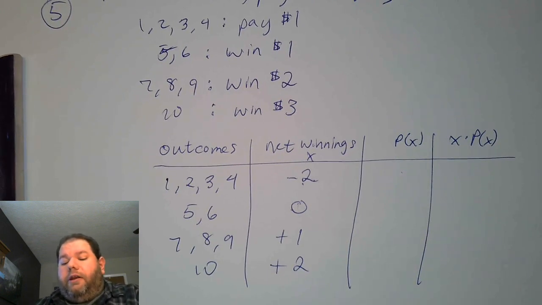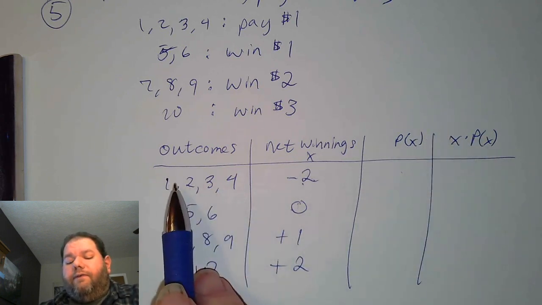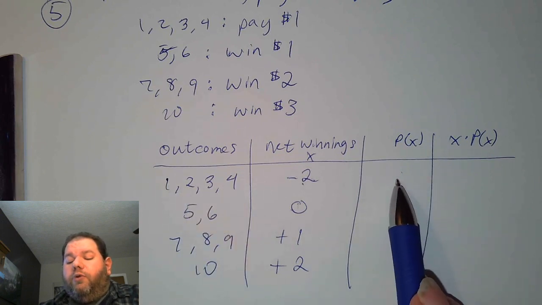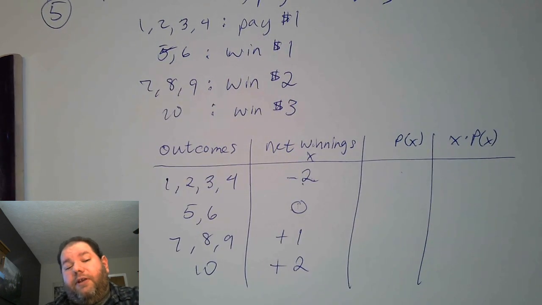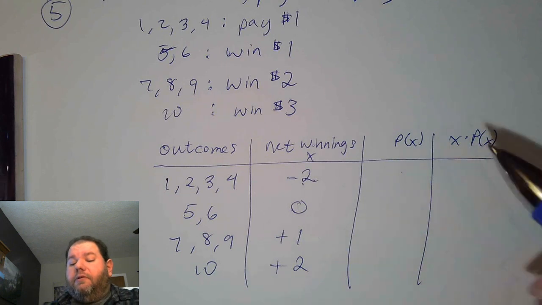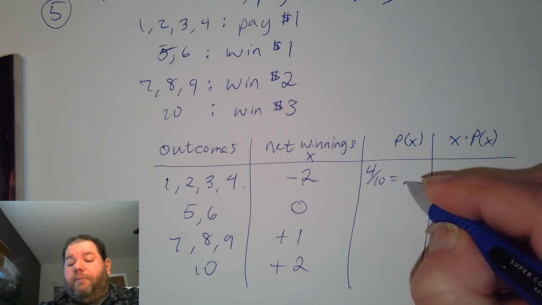Alright. Now for P of x, this is the probability that one of these 4 outcomes occurs. What is the probability that we would choose a 1, 2, 3, or 4 from this hat that has the numbers 1 through 10 in it? Four out of 10. Good. That's 4 of the 10 outcomes right there. But again, we'll make sure we write it as a decimal.